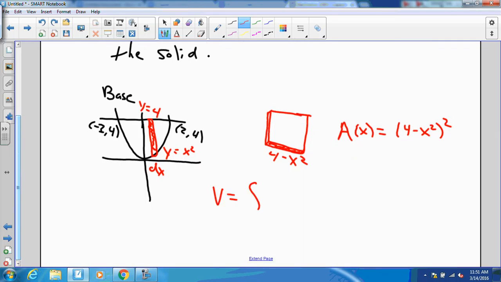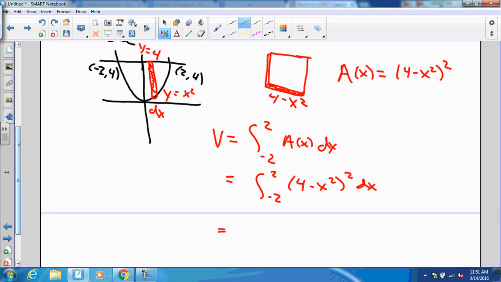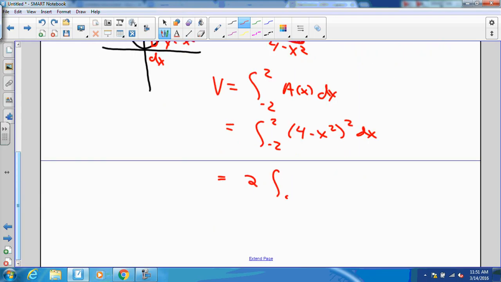Once I have the area, the game is won. I'm going to be integrating. My volume is going to be the integral from... where is my first x value? Yes, that's why I labeled those intersection points. And my last x value? Positive 2, of area dx, which is the integral from negative 2 to 2 of (4 minus x squared) squared dx. Does anybody notice anything interesting about the limits of integration? Double, opposite, 2 times 0. Yep, that's right. So we can double and go from 0 to 2 because I've got an even function.